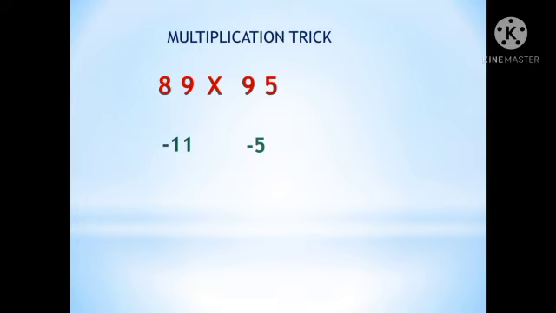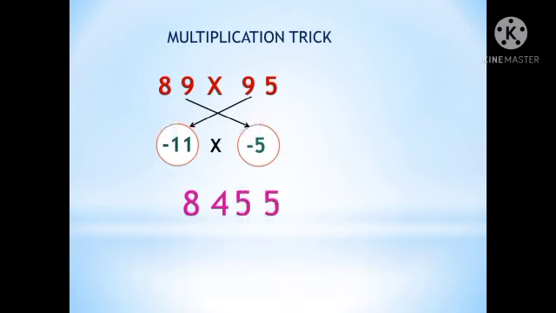Next we are going to do cross subtraction. Let us subtract 5 from 89 because it's easy. If we subtract 5 from 89 we get 84. Let us take a note of that. Next we multiply 11 and 5. If you multiply, we get 55. So the final answer will be 8455. We can get the answer very quickly.